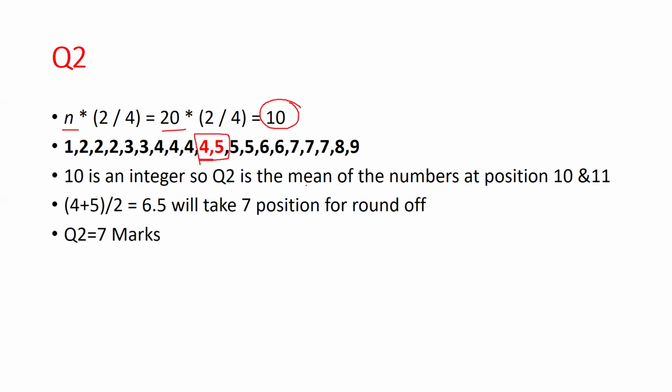So Q2 is the mean of the number at position 10 and 11. Fourth is at the 10th position and 5 is at the 11th position. So 4 plus 5 divided by 2, and this is my number. So we will take a round off. So the 7th position would be Q2. And 7th position in my data set: 1, 2, 3, 4, 5, 6, 7.